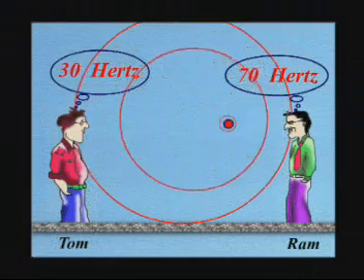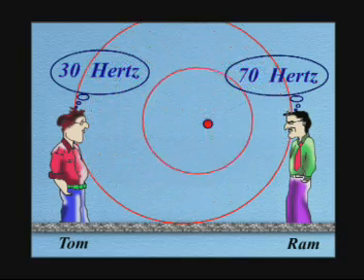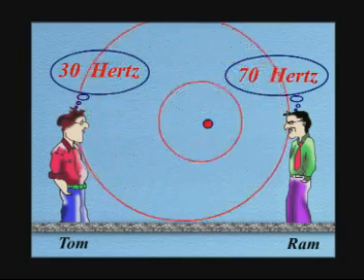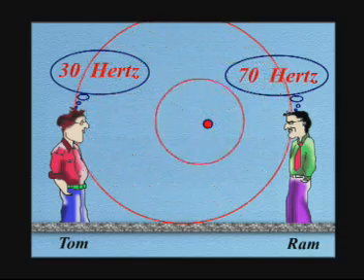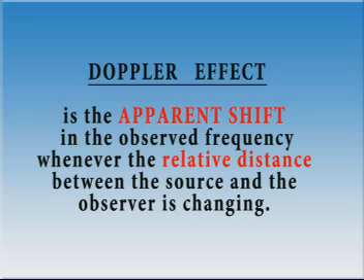This is the key point of Doppler effect. At the same time, Tom hears a lower pitch because the compressions have to travel a longer distance at the same velocity. The source is moving away from Tom. If the source were to move towards a stationary observer, there is an apparent increase in the observed frequency, but if it moves away from a stationary observer, there is an apparent decrease in the observed frequency. So, Doppler effect can be described as the apparent shift in the observed frequency when the relative distance between the source and the observer is changing.